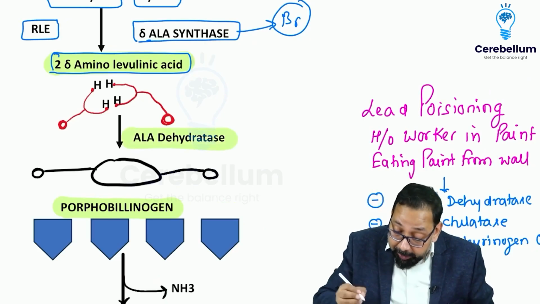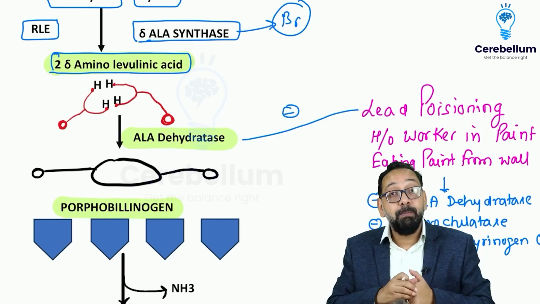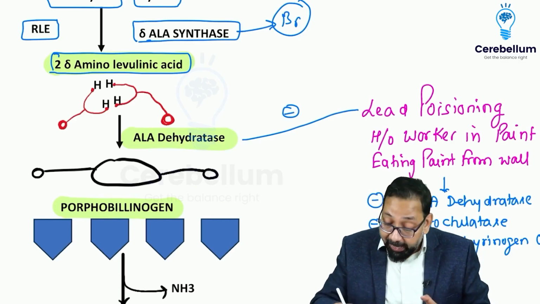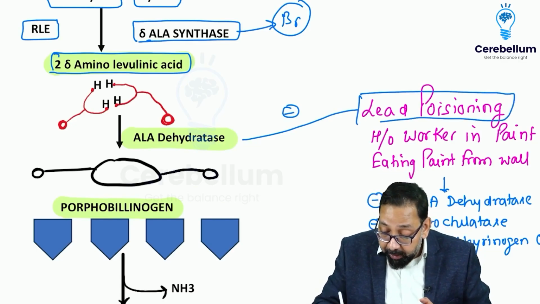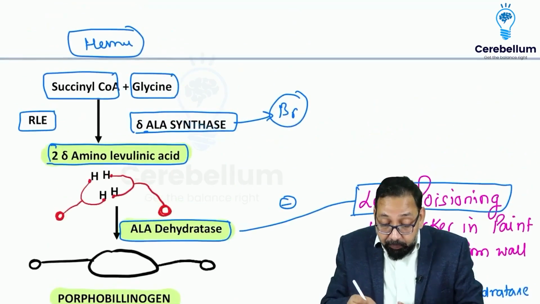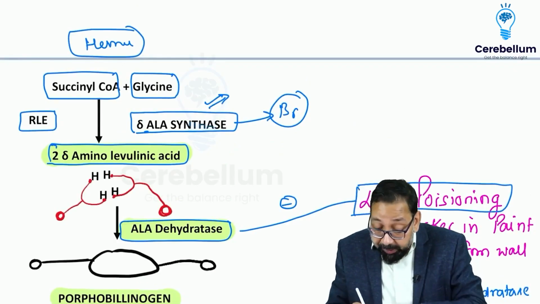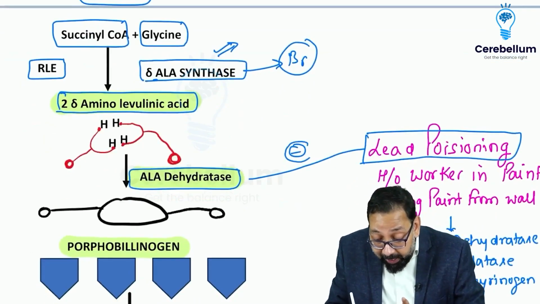This ALA dehydratase is inhibited by lead poisoning. This is really important because questions are asked: in lead poisoning, which enzyme is inhibited? Answer is ALA dehydratase. Many times we get confused with ALA synthase. ALA synthase is the rate limiting enzyme. Dehydratase is inhibited by lead poisoning.